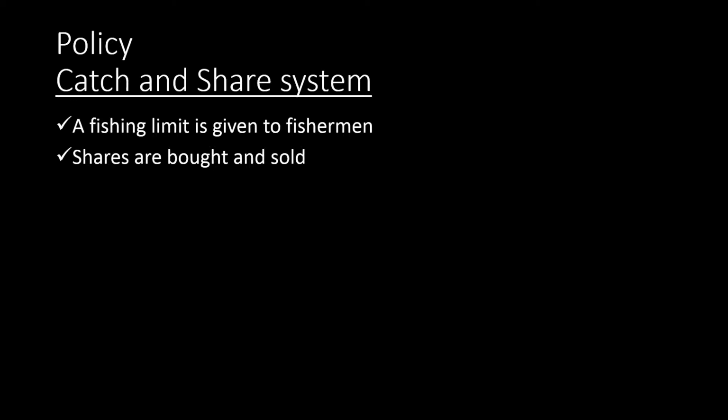The policy: catch and shares. The policy of catch and shares is a policy of a fishing limit given to fishermen. Shares can be bought and can be sold. Fishermen get shares for the total annual catch. These shares grow in value as the health of the resource grows.